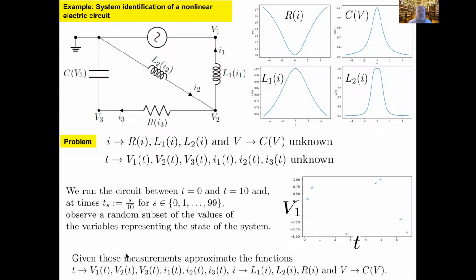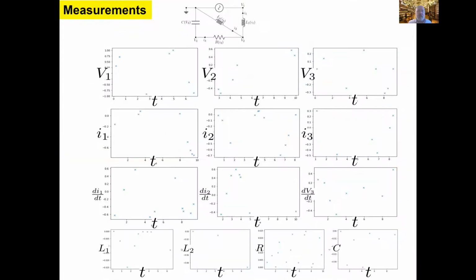Now, given those measurements, consider the problem of approximating all the unknown functions, identifying the RLC parameters as a function of currents and voltages, and identifying all the currents and voltages as a function of time. This figure shows the values of the measured variables at the times when they are measured. Observe that compared to a traditional regression problem, the data is too scarce to recover any of those functions independently from the others. To recover them, we have to exploit functional dependencies between functions and variables.